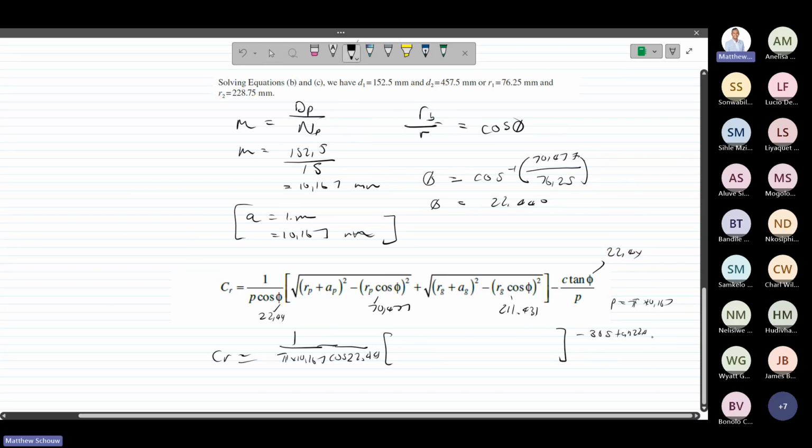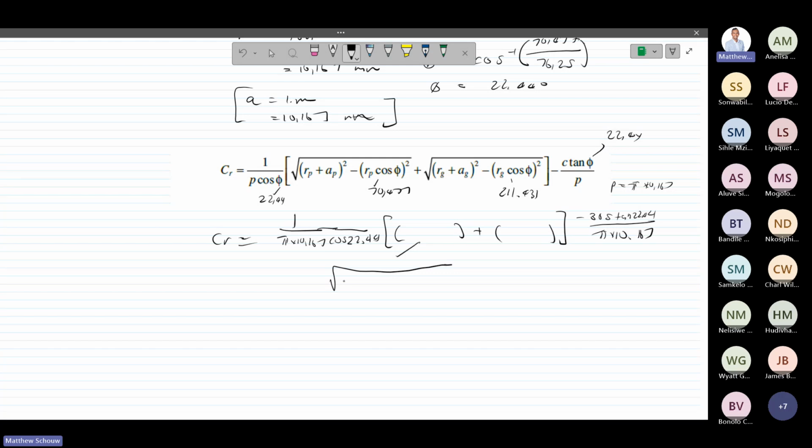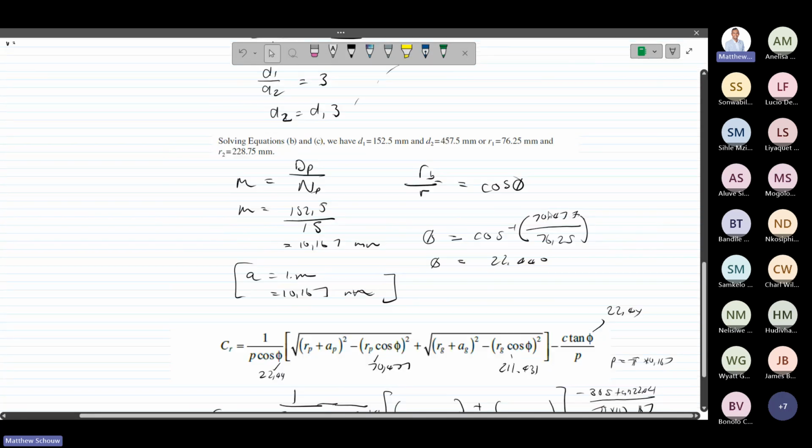Just want to move this guy here. And divided by pi times 10.167. This would be, let me just do it like this. The first term would be root of RP plus your addendum, which is the new pitch.